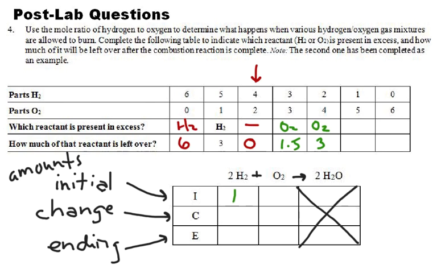Okay, 1 and 5. So we say again, the hydrogen is going to be used up. So 2 is to 1 as 1 is to 0.5. So what's left over? 4.5. So we're going to have oxygen left over, 4.5. And finally here we have 0 and 6. We don't even have to do that because we know no reaction is going to happen. So we're going to have oxygen left over, and it's going to be 6.